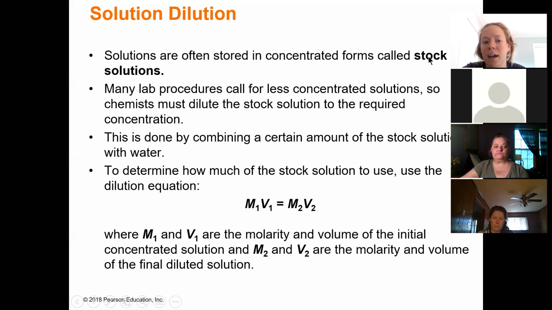It's much more practical to have one concentrated stock solution than to have every concentration possible. Do you have 6, 5, 4, 3, 2, 1 molar stock solutions? No, you just have the 6 and you dilute when you need. So how do we dilute? Well, there's a really easy equation because molarity equals moles over liter. We can actually put it into this equation, which says M1 V1 equals M2 V2.